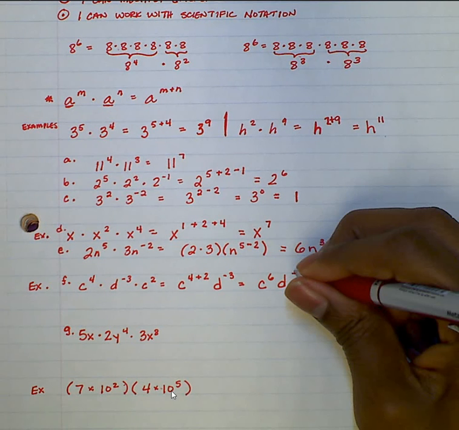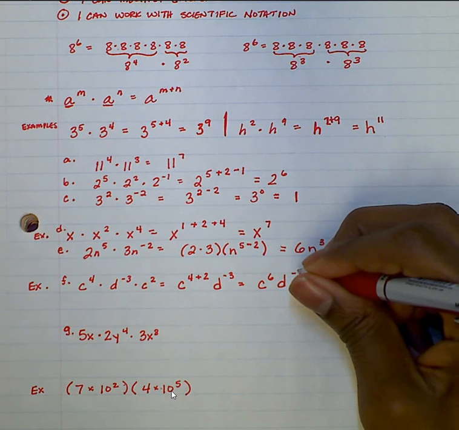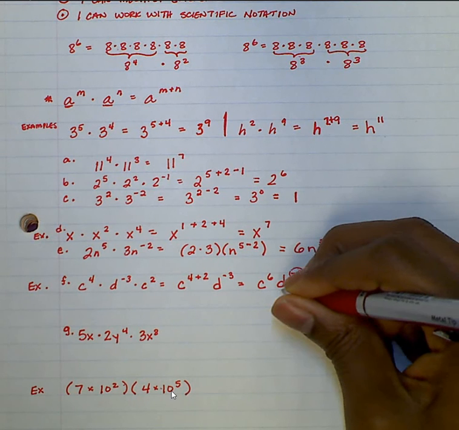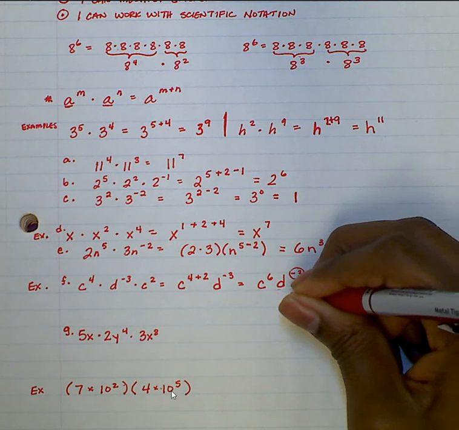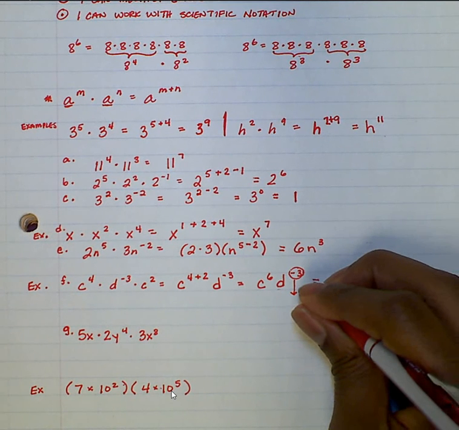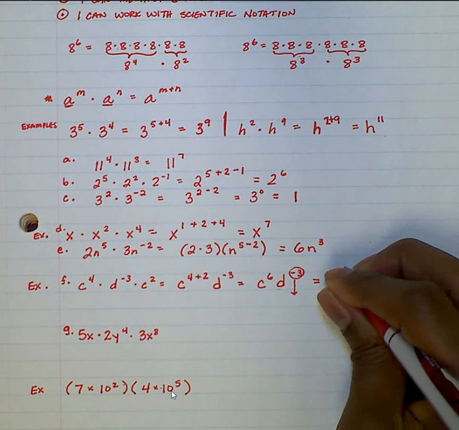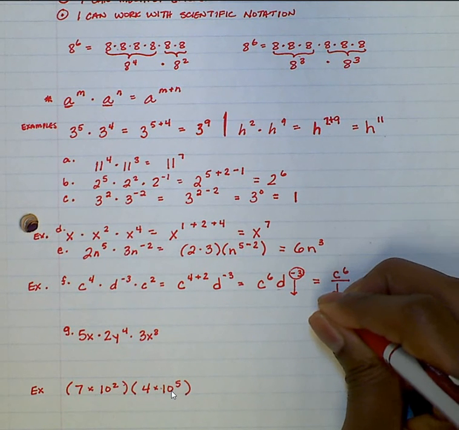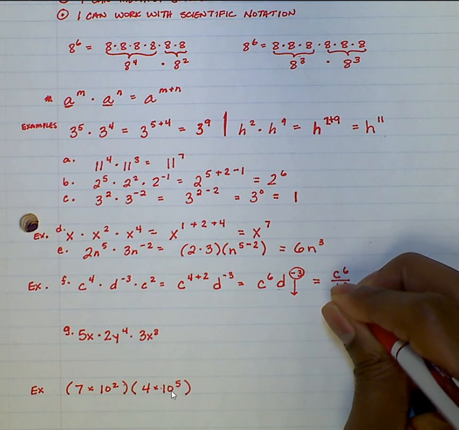So in order to make this my final answer, I will want to move this. Remember, these two are tied together. I want to move this to the denominator. So our c to the 6th stays in my numerator. c to the 6th over d to the positive 3 now that I moved it to the denominator.